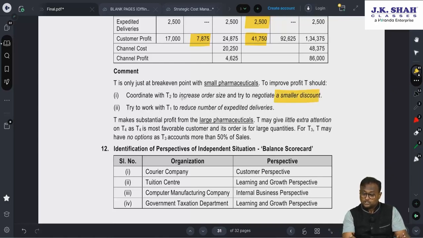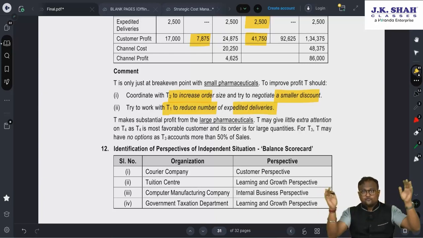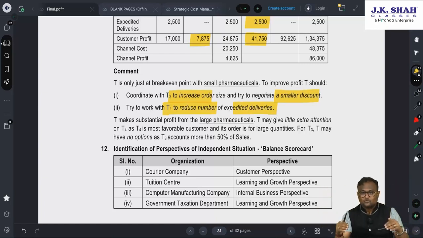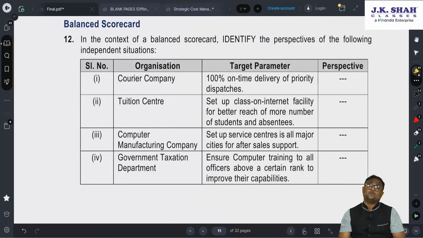See, negotiate smaller discount, increase order size, reduce number of expedited deliveries. Simple. Order size, if you increase, Babu, if you increase order size, number of orders will go down. That's what I said. Reduce number of orders means start ordering more in one lot. So automatically number of orders will go down. So that was your question number 11.